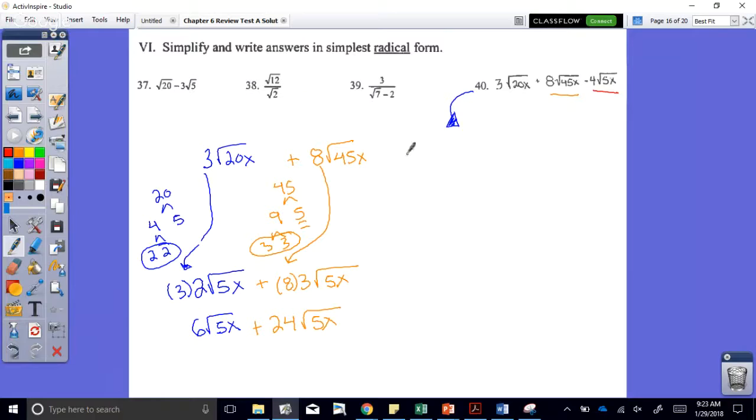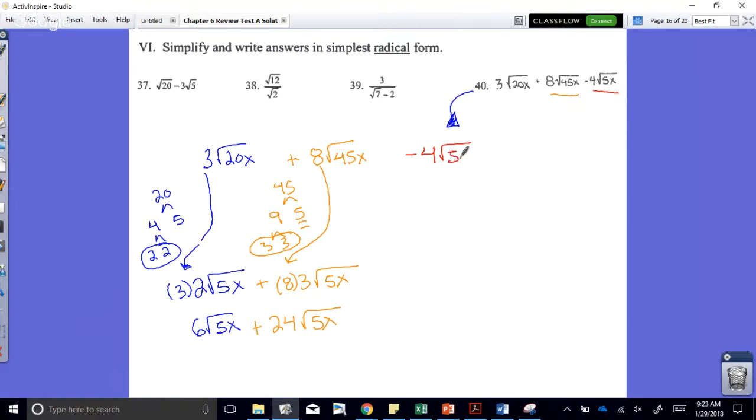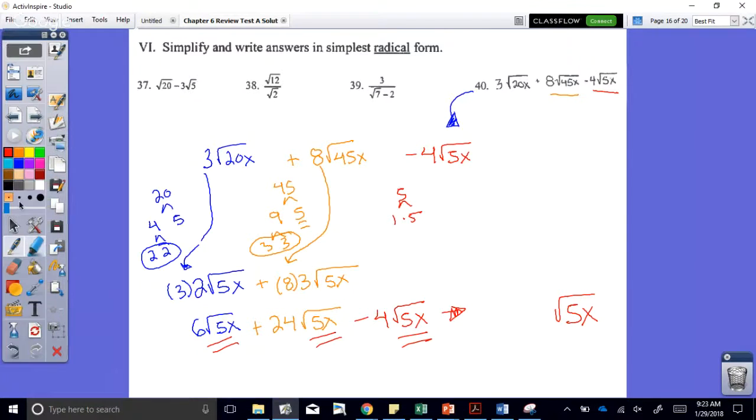Okay, last piece, same thing. I have a minus 4 root 5x. 5 is just 1 times 5. There are no groups of 2, so it just is going to stay minus 4 square root of 5x. Simplify first. Now you notice that all of these radicals match. And when all the radicals match, we're just going to deal with the stuff in front.